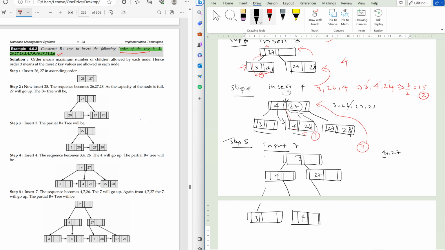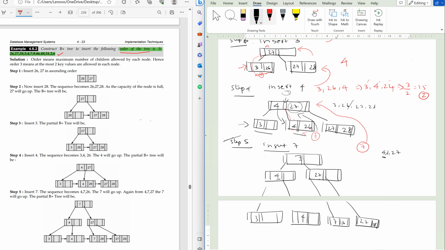So the greater than 7 will be coming here. So lesser than 27 we have 26. So we have to keep 26 as well as a copy of 7, and then on the right hand side we need to keep the copy of 27 as well as 28. Okay. So from before step 5 till step 4, there are only 2 levels.